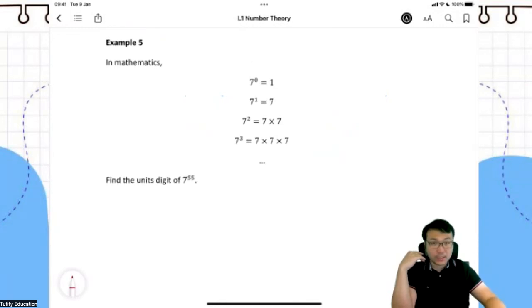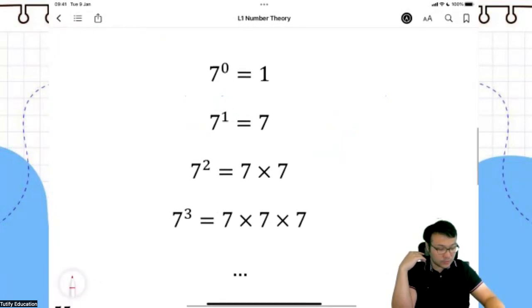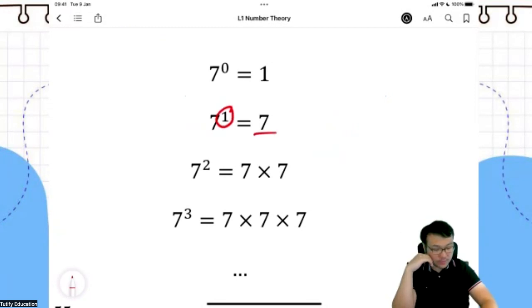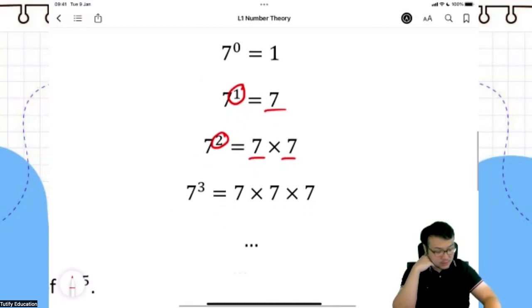Now, over here, we are learning about power. 7 to the power of 0 equals 1. In fact, any number to the power of 0 is always going to give you 1. Now, 7 to the power of 1, that means you multiply the number 7 one time. Power of 2, that means you multiply 7 two times. Power of 3, that means you multiply them 3 times together. All right?